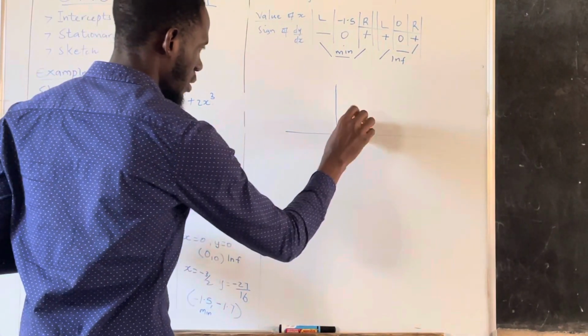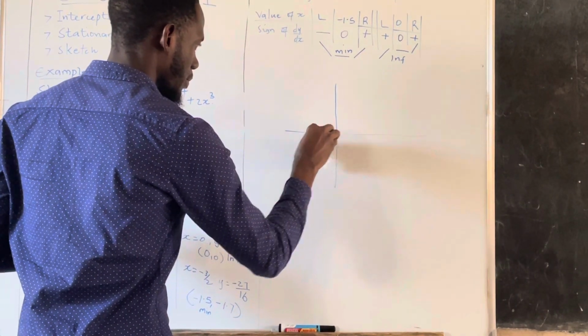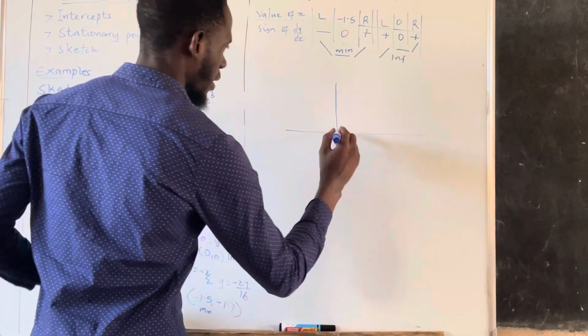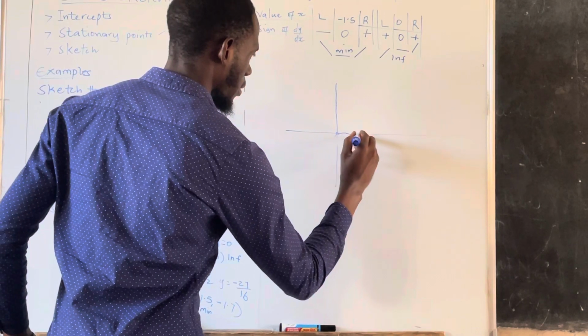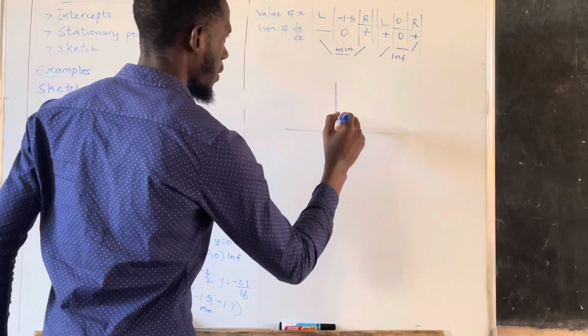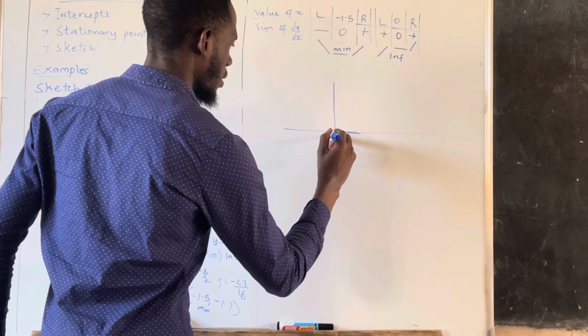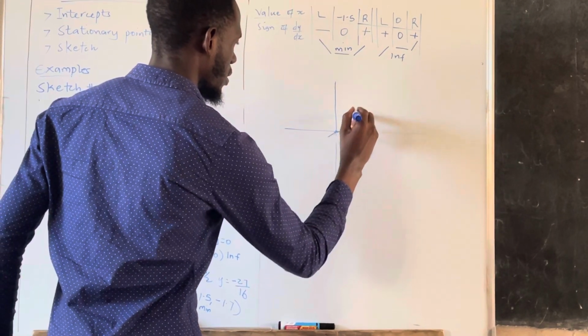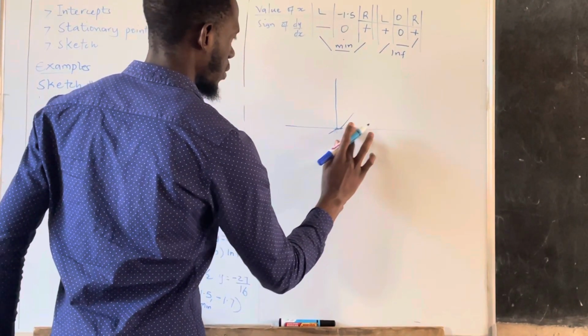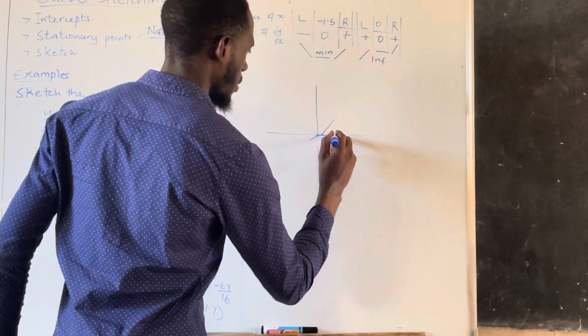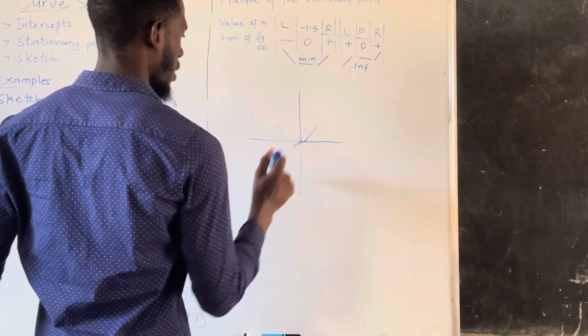Let me repeat it. Our curve is going to come from the negative like that. It remains like that, then it proceeds. That's what we call the point of inflection. So you can leave it at that.